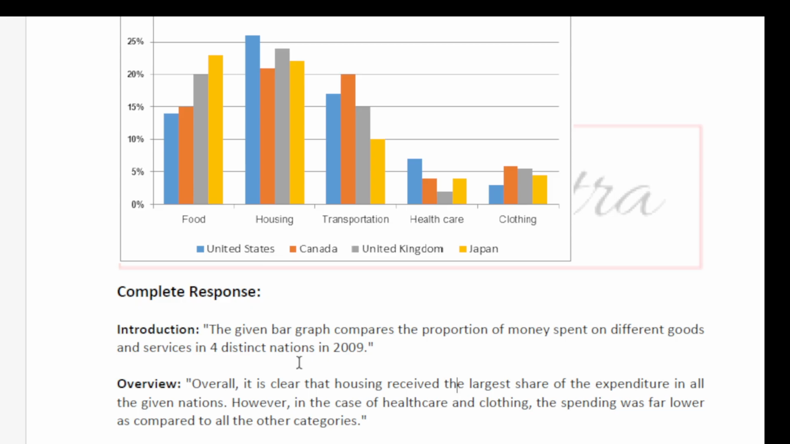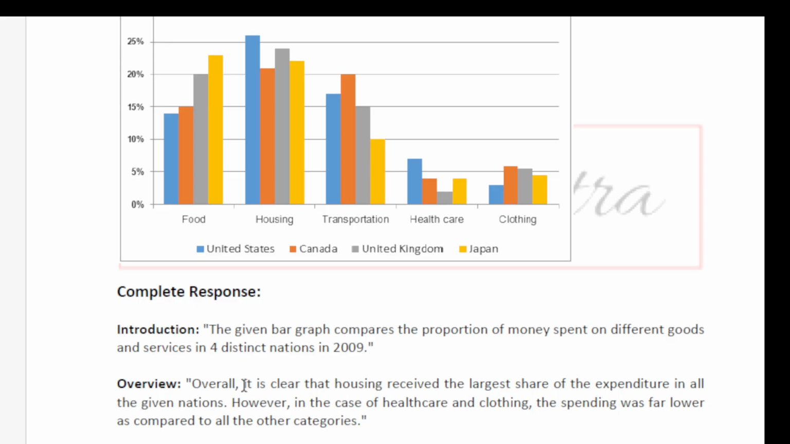Then we have to write the overall. If we look closely over here, we can easily figure out that in all the countries, United States, Canada, UK, and Japan, they are spending most of their money on housing, right? Whereas the spending on healthcare and clothing is very less compared to the other categories. So it's far lower than other categories. So we can use it for the overall.